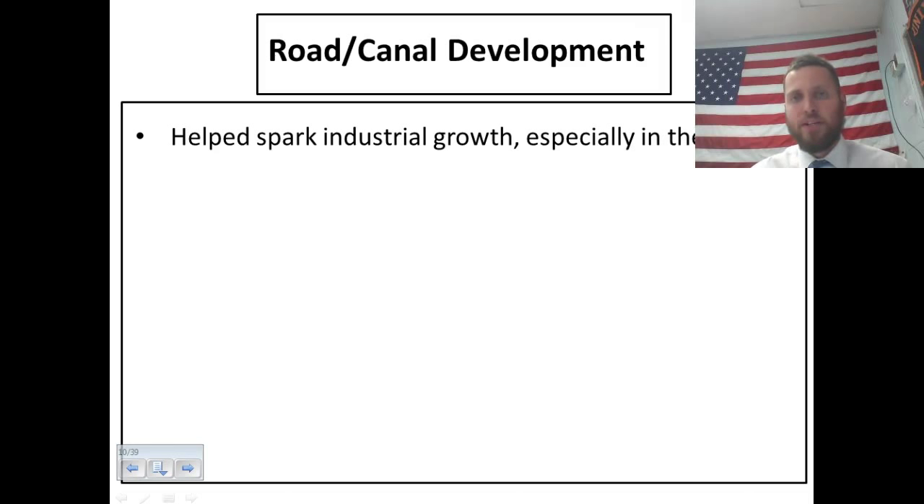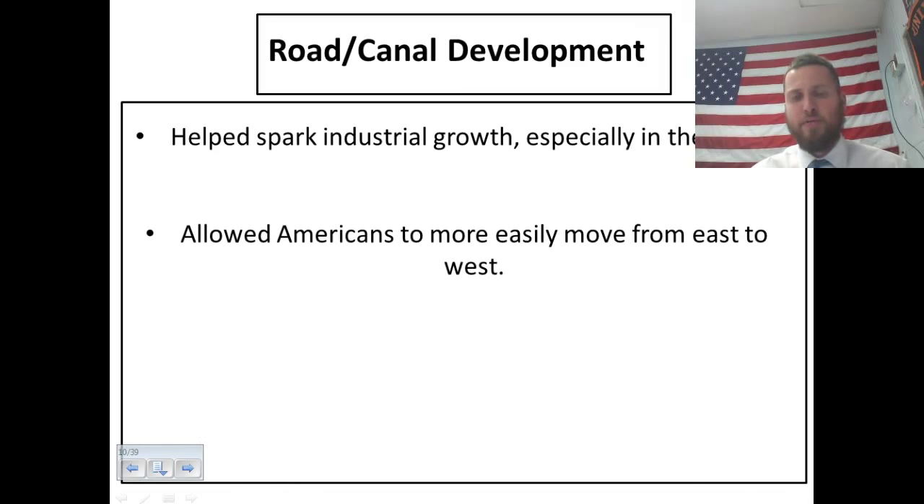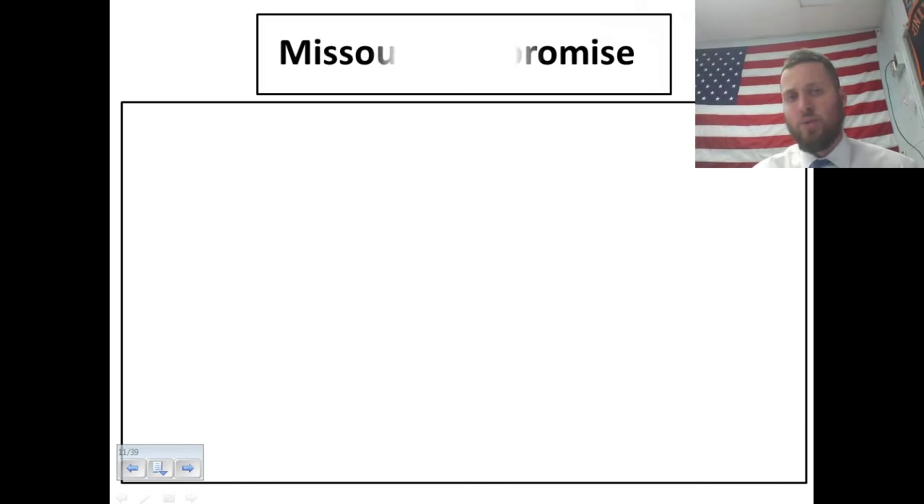Beautiful. So what direction did that help Americans move? It allowed Americans to more easily move from east to west. Americans are moving from east to west because of road, canal, and railroad development. We'll call that part of the roads. People going west. Cool, you got me? Pause me if you need to keep looking. Let's go to the next one.